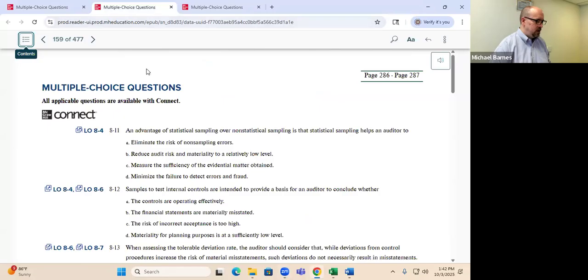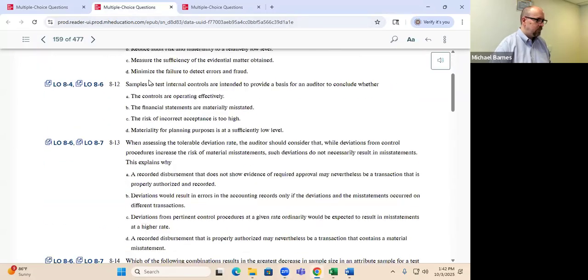That's chapter 7. Let's move on to chapter 8, multiple choice. Samples to test internal controls are intended to provide a basis for the auditor to conclude whether what, okay? So what is the goal of sampling? Remember that whole idea of gaining enough assurance that we can be fairly confident in our assessment. That confidence level idea that we're going to be 95% confident or 90% confident, but that aligns with something we talked about much earlier in this course.